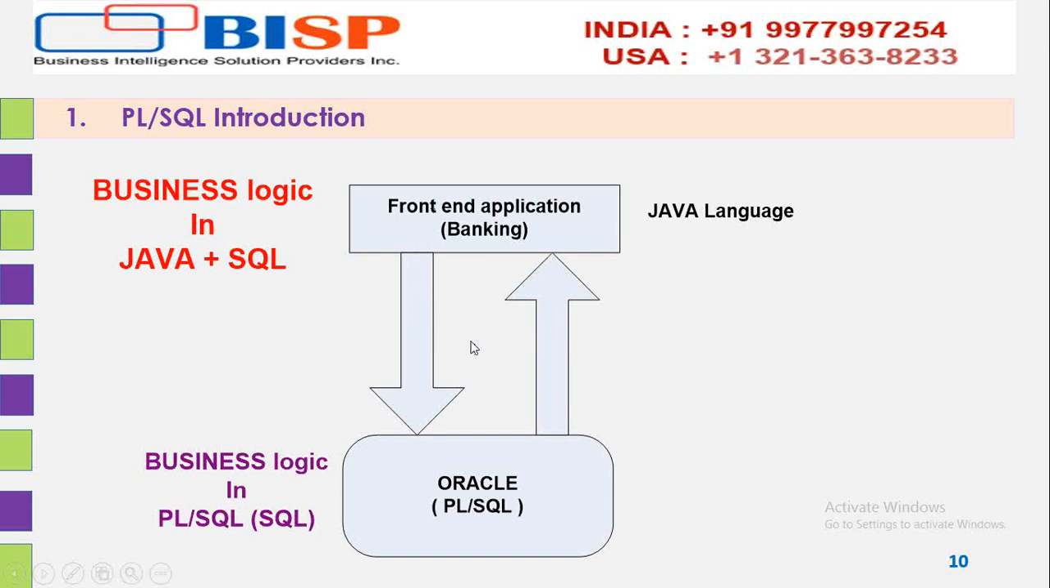So there will be only two steps for each transaction, for example a cash deposit. It will send the amount of cash you are going to deposit and the account number, and these details will be sent to the database.